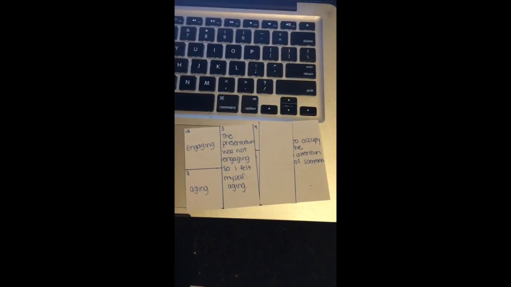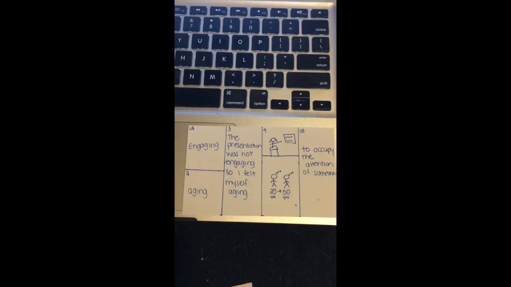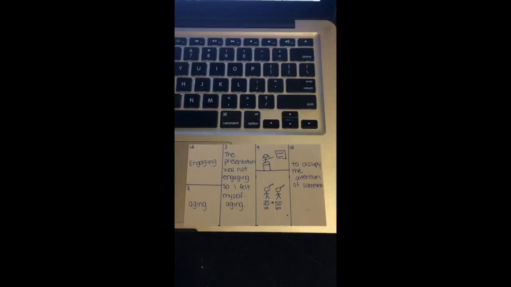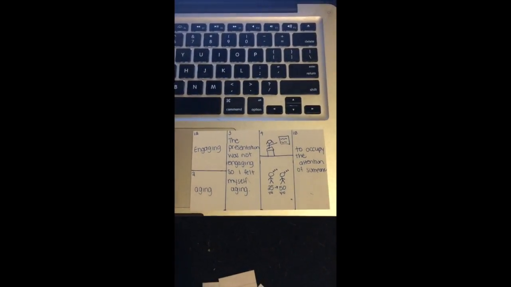And again, I don't expect your artwork to be great, but I want you to be able to visualize, next time you see the word engaging, what that picture was that you drew to remind you of this. So here is our picture. We use stick figures, that's fine, of somebody giving a presentation and falling asleep and feeling like they're going from 25 years to 50 years. So that is our linking strategy with the term engaging.